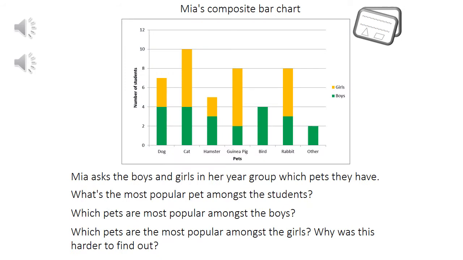So far, the charts which we have looked at are comparative bar charts. This is an example of a composite bar chart. You can see here that the information has been put one on top of the other. So pause again and have a think about the questions.